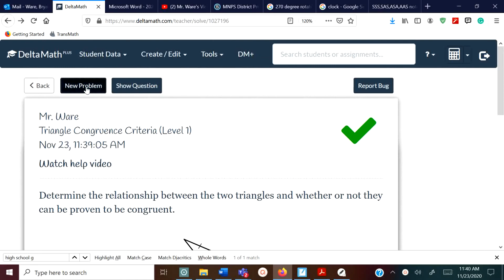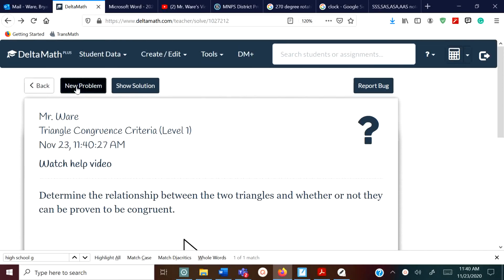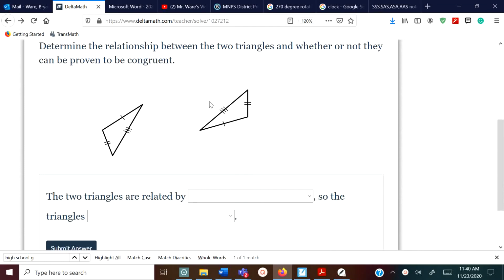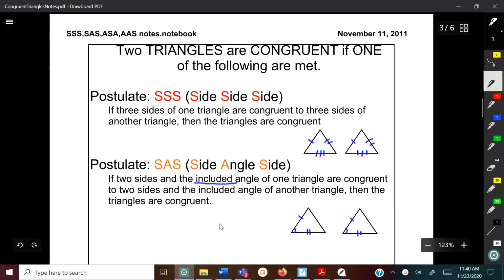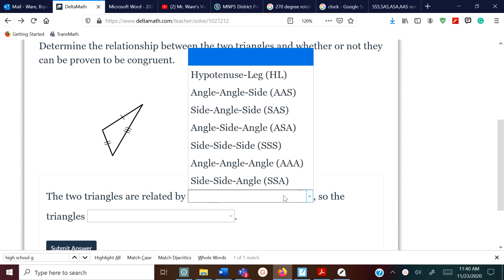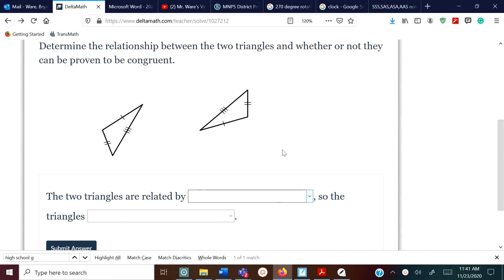Let's take a look at another one. Let me get another problem. Okay, so here we don't have any information on angles, but we do have information on the sides, and we know all three sides. So with all three sides, we can go off of our theorem, which is side-side-side. So we say the two triangles are related by side-side-side, and then say it can be proven with that.